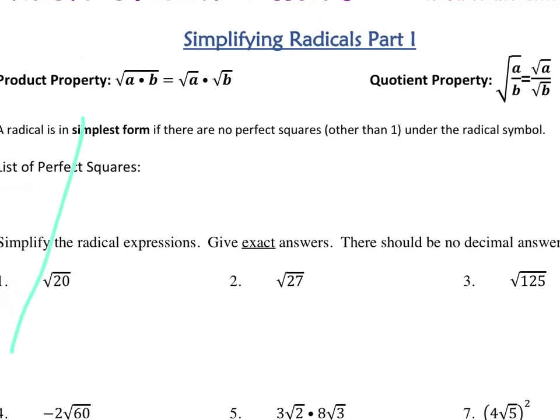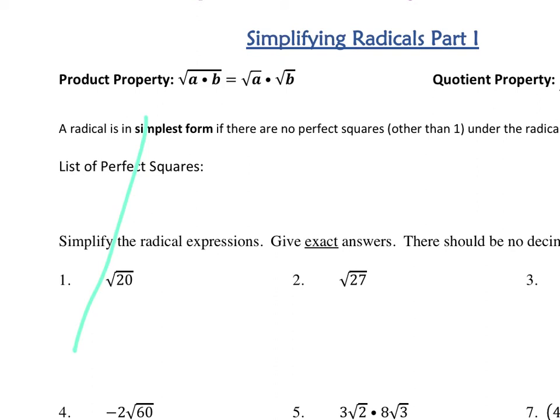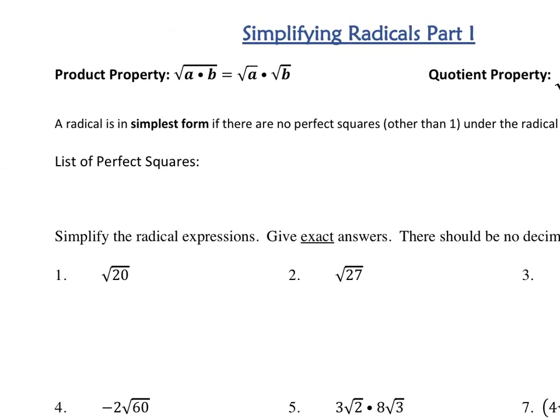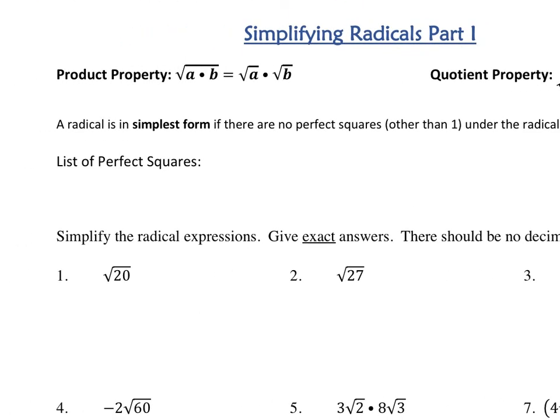Okay, so the way that we're going to be able to tell that a radical is in its simplest form is if there are no perfect square factors, other than one, underneath the radical sign. Okay, so like square root of 8, for example, has a perfect square factor.